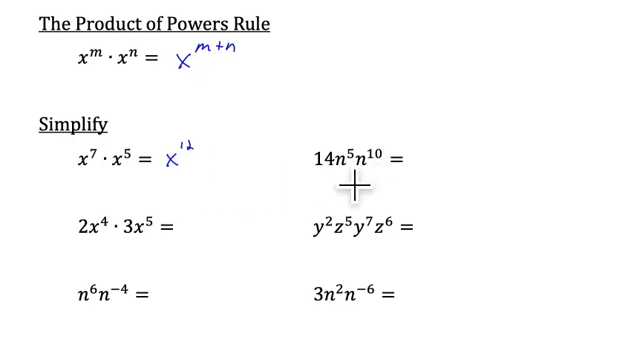Now here it's a little more complicated. We have a coefficient out in front, that 14. And that 5, the exponent, has nothing to do with the 14. In fact, this just means 14 times n to the fifth power times n to the 10th power. So we're going to multiply n to the fifth power times n to the 10th power by adding those exponents. And the 14 just tags along.